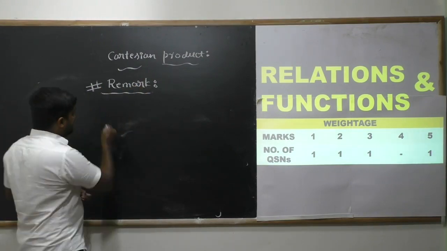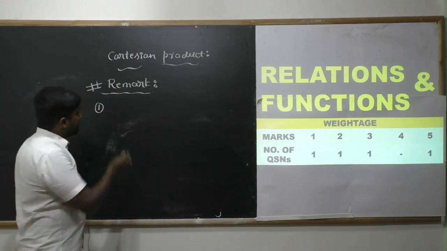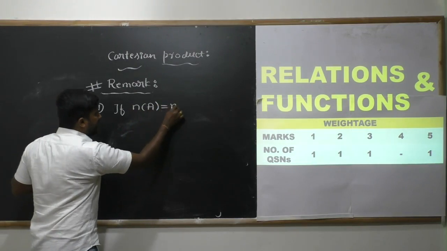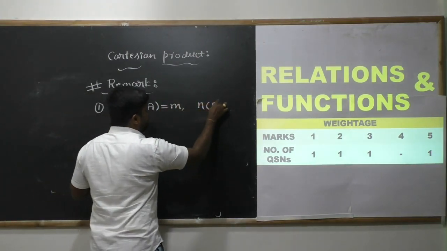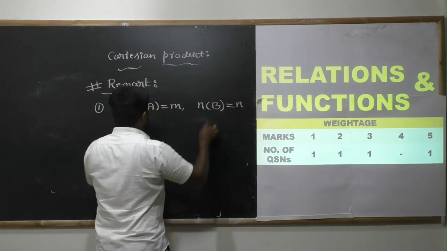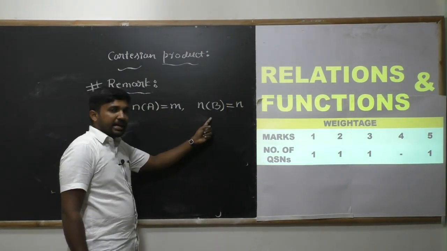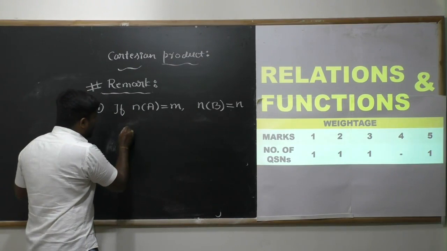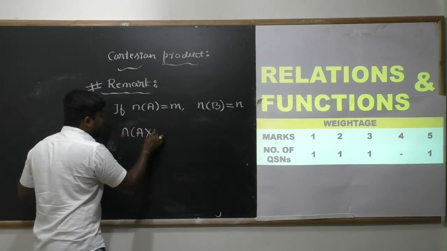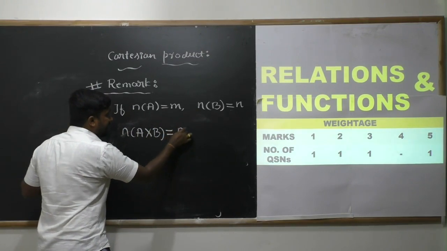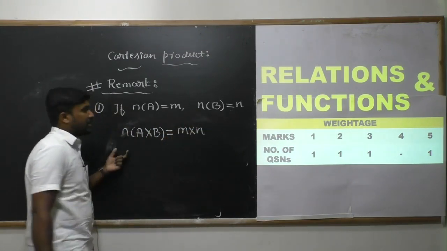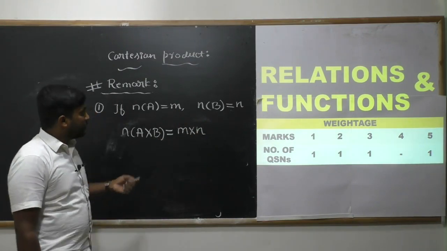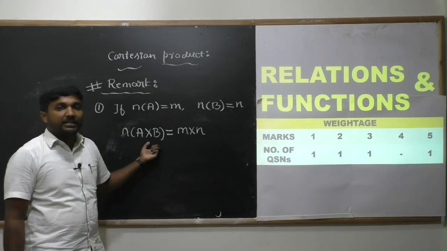Remark 1. If n of A is equal to m and n of B is equal to n, that is, set A contains m number of elements and B contains n number of elements, then the number of elements in the set A cross B is m into n. This is the formula to find the number of elements in A cross B directly.